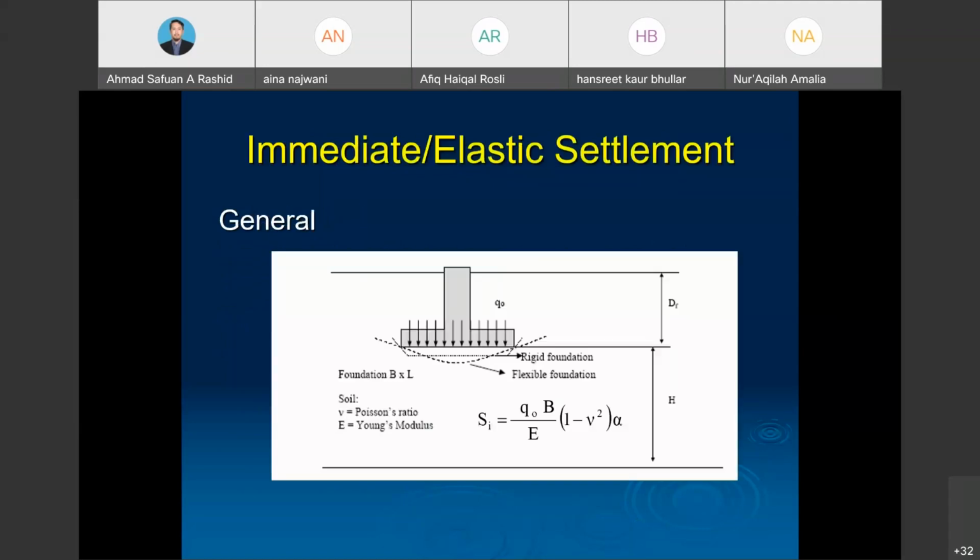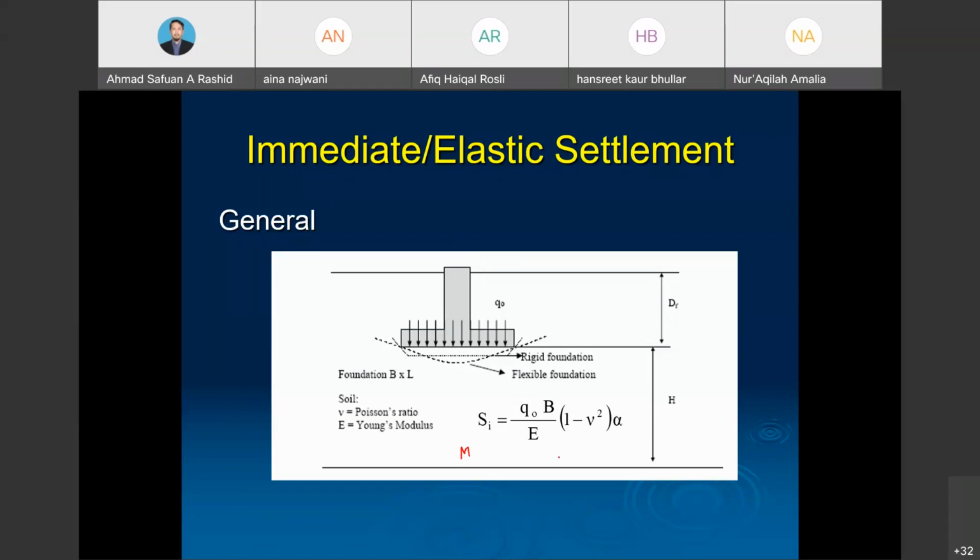Okay, so this is the equation to calculate for the immediate settlement. Whatever equation that you receive, the first thing is to make sure that the left and the right side of the equation should have the same units when you try to solve it. So kalau S settlement, definitely di dalam unit meter lah, kita ambil meter lah.